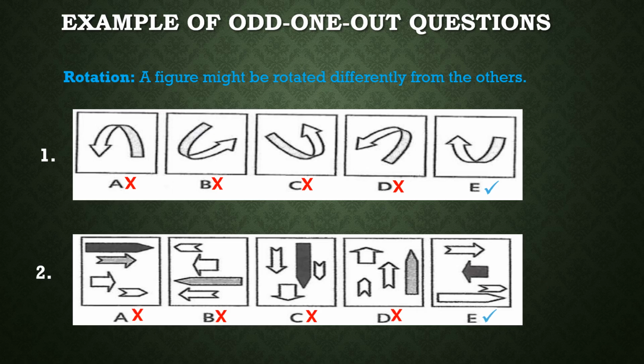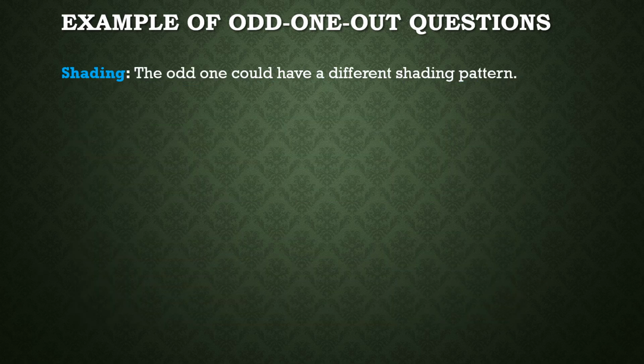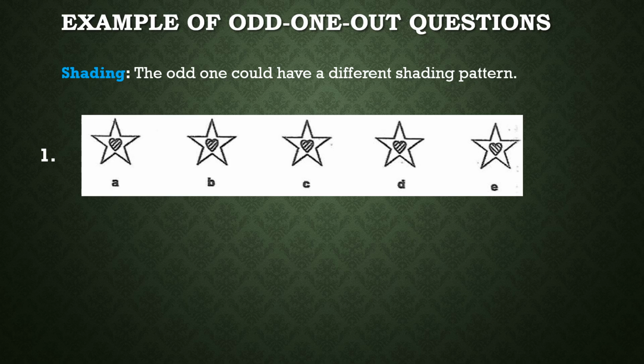So let's now move into the next example. The third type of example we see is the shading related one. Let's have a look at an example here. In this particular question, all shapes are similar. They are all stars, and inside there is a heart shape, and within the heart shape there is shading. The shading is in one direction in all of these except the last one. So that is the odd one out image.